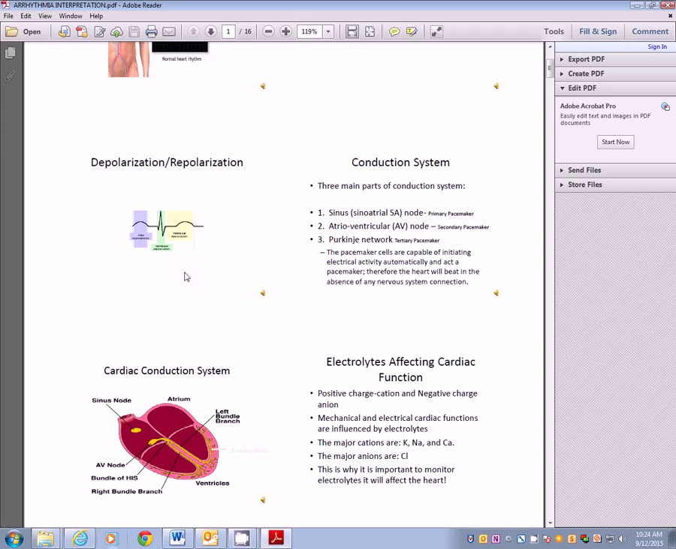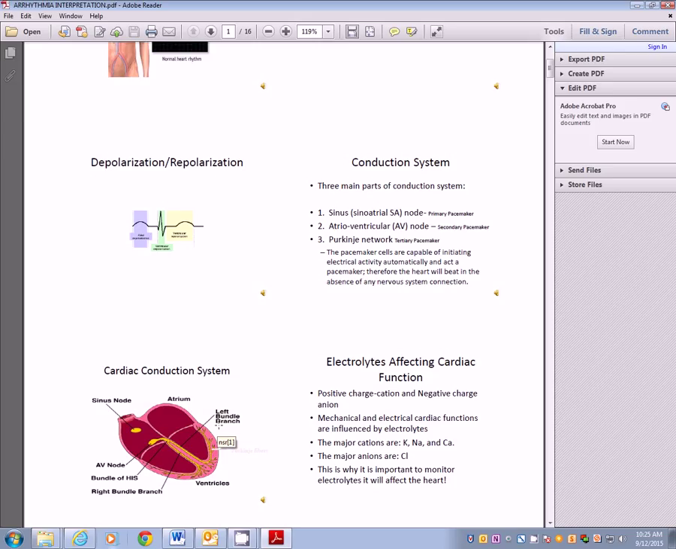There is the sinus, which is the SA node, sinus atrial node, and this is our primary pacemaker. You have the atrioventricular or AV node. This is our secondary pacemaker within the heart. And then the Purkinje fibers, which is the tertiary. So when the primary fails, the secondary kicks in. When the primary and secondary fail, the tertiary kicks in.